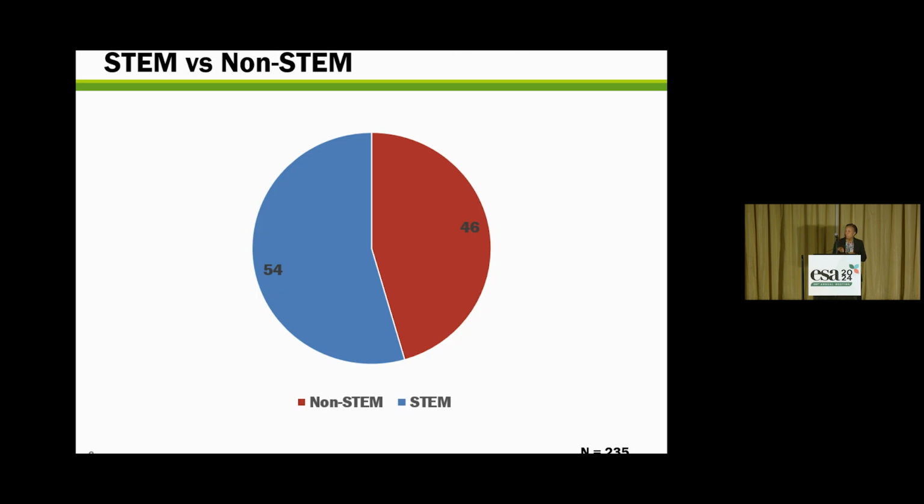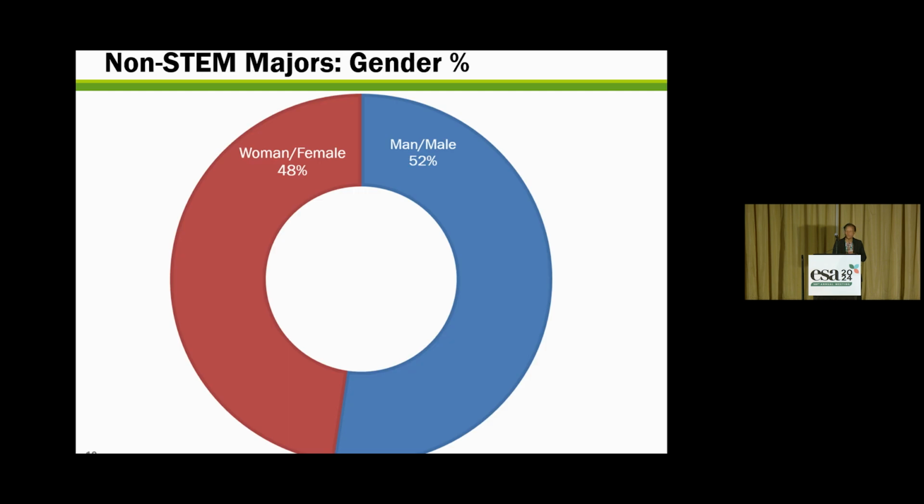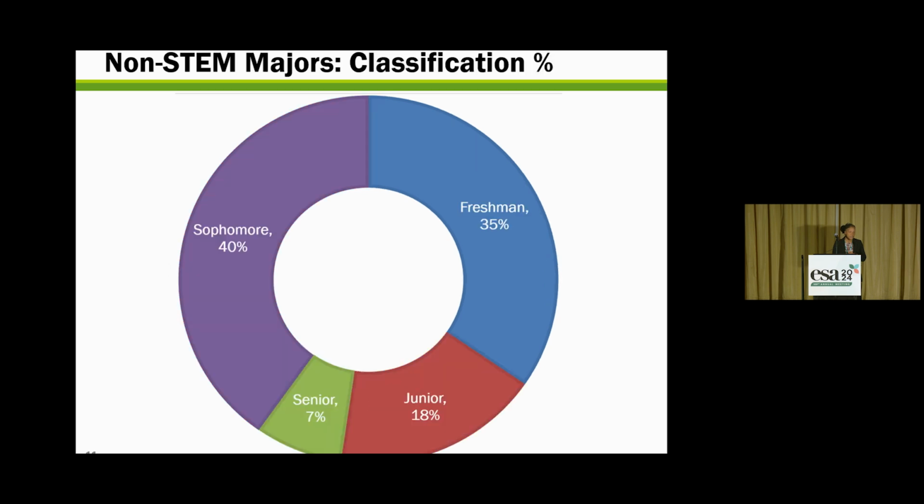Within my particular course at North Carolina Central, I had about half and half STEM and non-STEM students. This is an elective course that students can take if they are not an environmental science major. About 46% were non-STEM majors. We had about an even split between male and female students. We actually did not have any non-binary students or students that didn't identify as male or female, because that was an option as a selection.